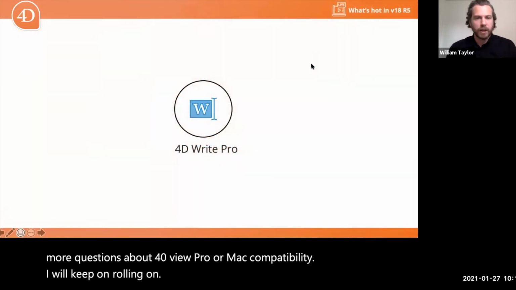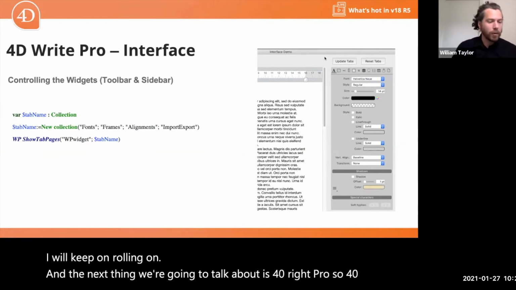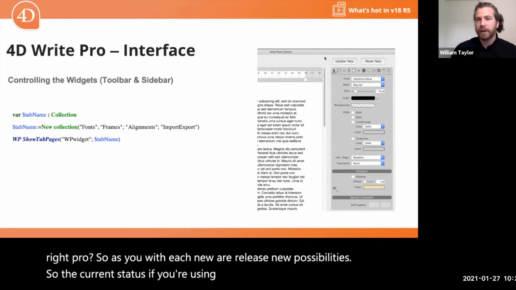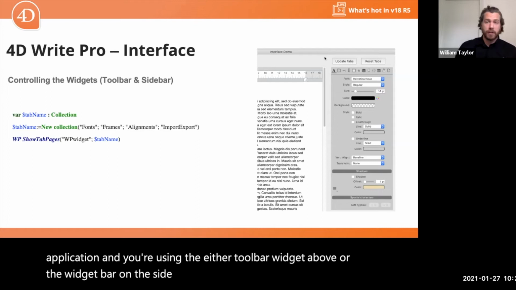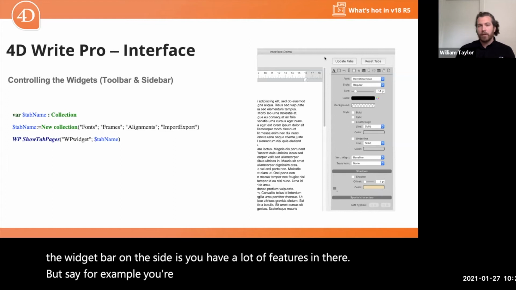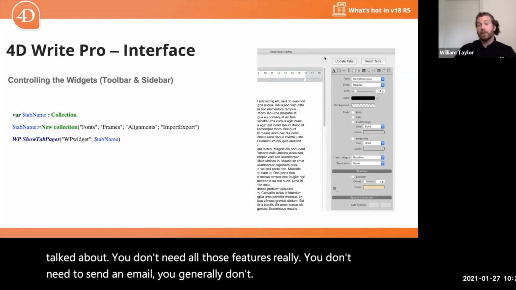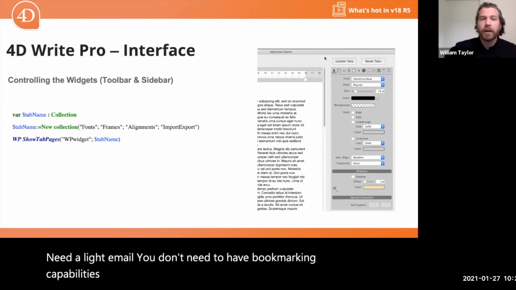So if there are no more questions about 4D View Pro or Mac compatibility, I will keep on rolling on. The next thing we're going to talk about is 4D Write Pro. As you know, with each new R release, new possibilities. So the current status, if you're using 4D Write Pro in your application and you're using either the toolbar widget above or the widget bar on the side, is you have a lot of features in there. But say, for example, you're using the light email client that we talked about. You don't need all those features, really. You don't need bookmarking capabilities or locking capabilities.